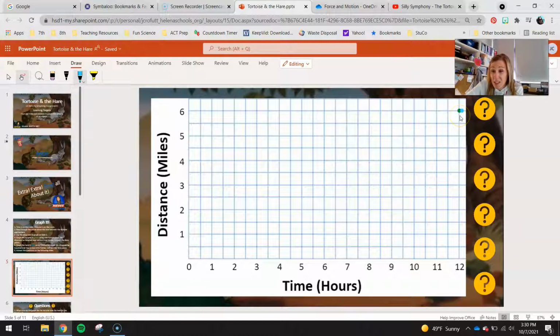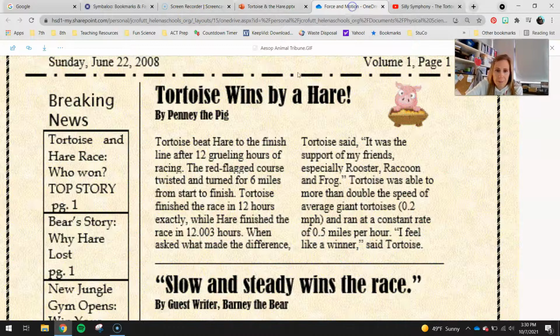So we know that the Tortoise obviously won the race, so he was the first to make it to 6 miles, and he did his in exactly 12 hours, okay? The Hare, on the other hand, ran his 6 miles slightly after 12, so I did a little dot after the 12 here. Okay, so that's one piece of information we get out of the first article.